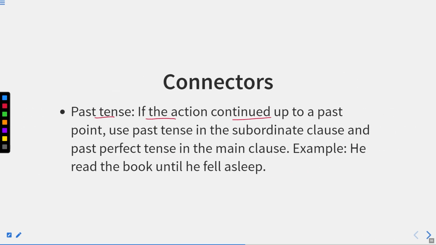Past tense: if the action continued up to a past point, use past tense in the subordinate clause and past perfect tense in the main clause. Example: he read the book until he fell asleep. This is past indefinite and this is also past indefinite. Also, we can use the past perfect tense: he had read the book until he fell asleep.